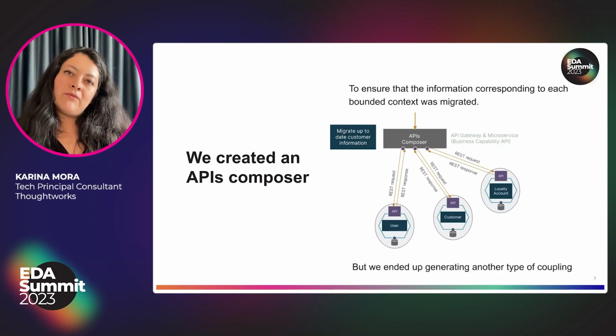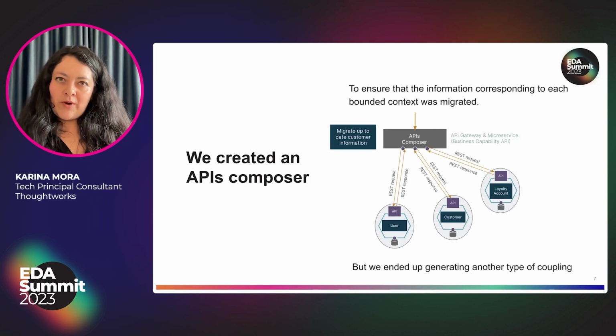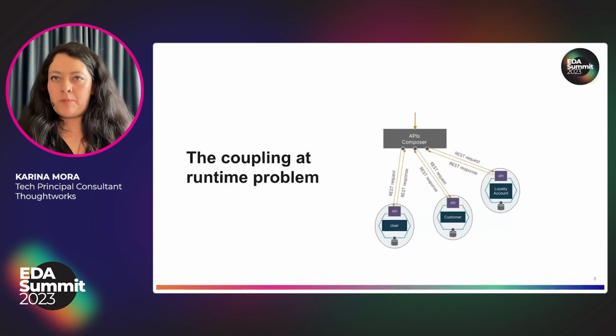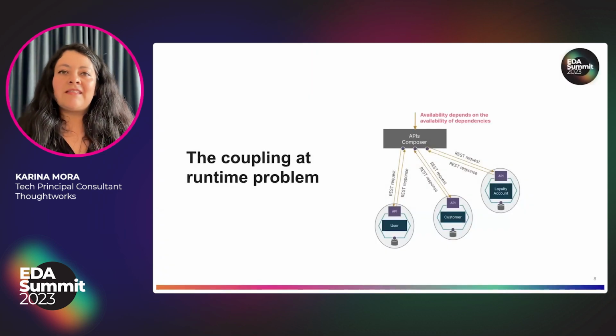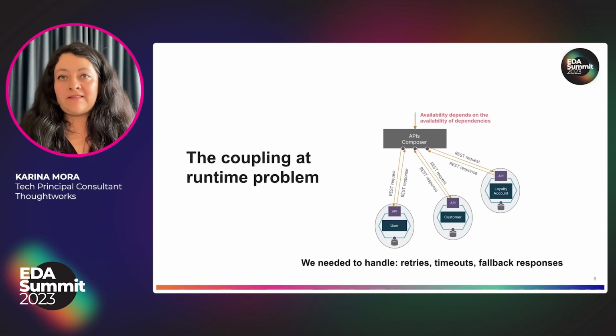But if you think about it, we ended up creating another type of coupling. Even though this solution was designed thinking about making all of these elements not coupled, we ended up having runtime coupling. What it meant to us is that the availability of our API composer depends on the availability of all these microservices we were calling. It meant we needed to handle retries, timeouts, and fallback responses in case any of these APIs were not available.